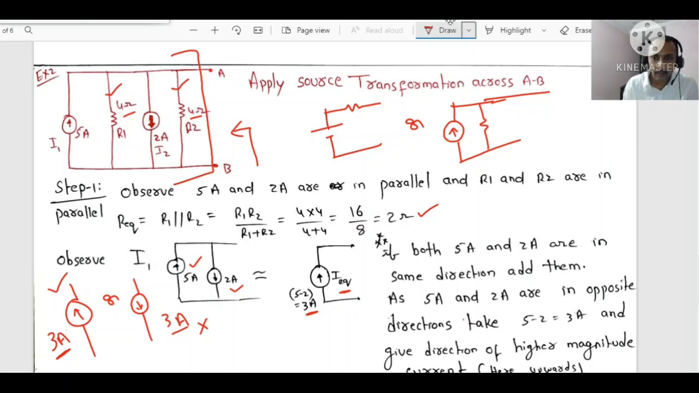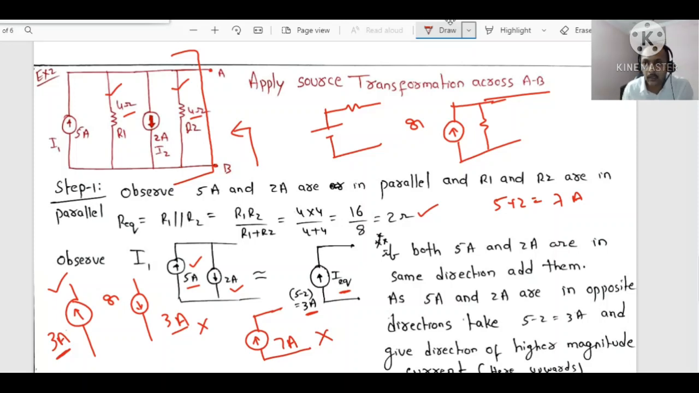And some people, in a hurry, will see 5 amps is there, 2 amps is there, both are in parallel. What they will do is 5 plus 2, 7 amps they will say, and they will simply draw a circle like this, place an arrow upwards like this, and indicate 7 amps, and they will think the problem is correct, but wrong. This is also wrong. Why? Because here 5 amps is upwards and 2 amps is downwards, so it is not 5 plus 2, right? So this is also one possibility where students can commit a mistake.